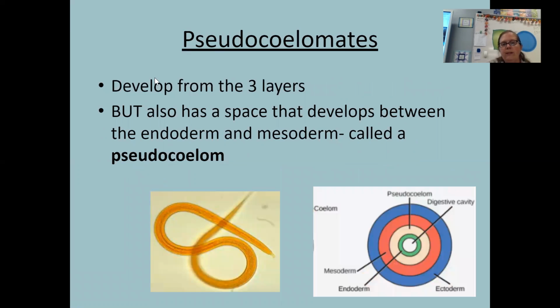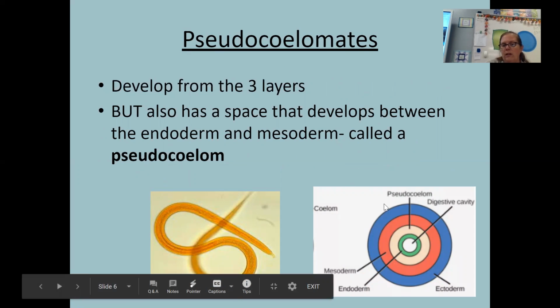The pseudocoelomates develop from the 3 layers as well. So you can see here the ectoderm, mesoderm, and the green endoderm. But between the mesoderm and the endoderm, there is this false cavity, the pseudocoelom. Okay, so hopefully you labeled the right picture on slide 4 as the pseudocoelomate, and you said the roundworms, the nematodes.